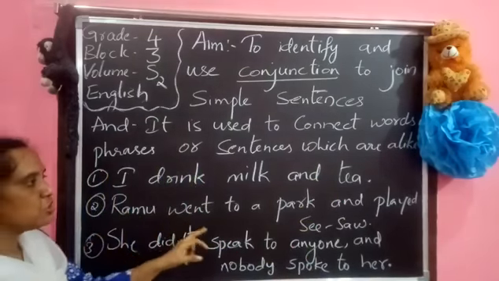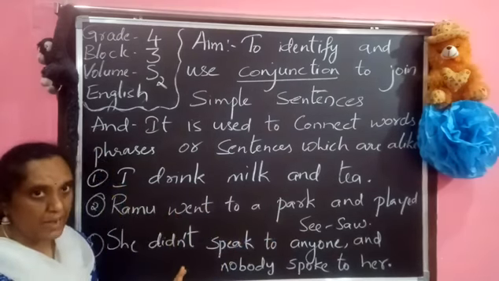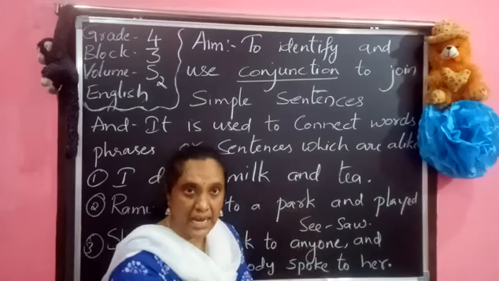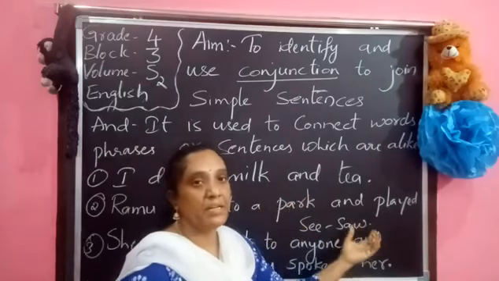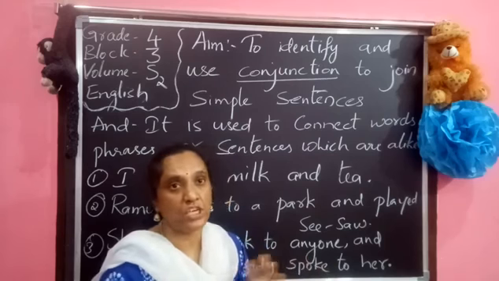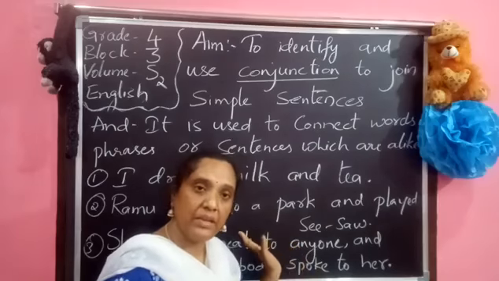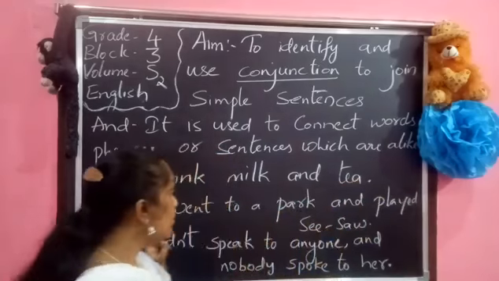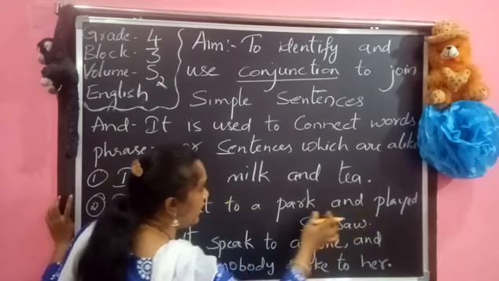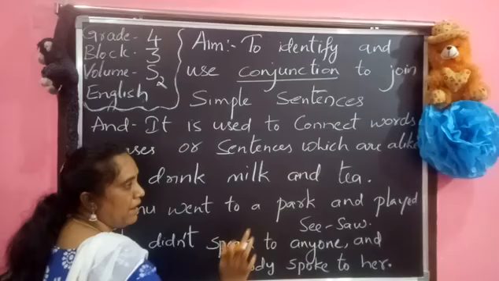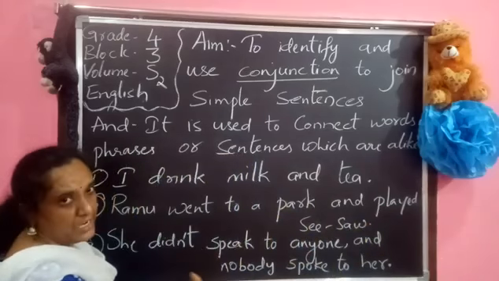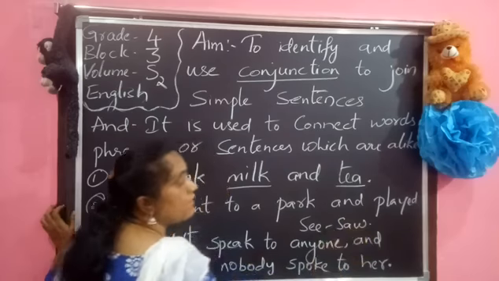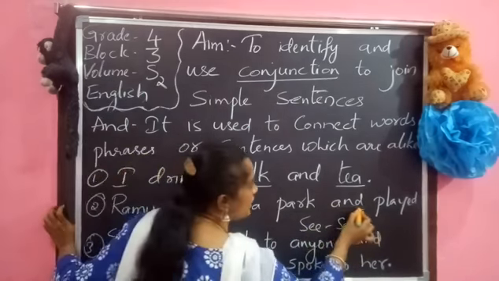Next, Ramu went to a park. He was there in a park and played seesaw. Means he is in the same place, he didn't go anywhere else. In the same place, he is there and he is playing the seesaw. Means no variation, no contrast is there in the place or in the thing. He is playing, not doing any other work. Only playing, that too in the park and playing seesaw. So that's why we use the connector and. Here we are using phrases, means groups of words: went to a park, played seesaw. In milk and tea, only two words are joined, but here we are joining groups of words by using the word and.